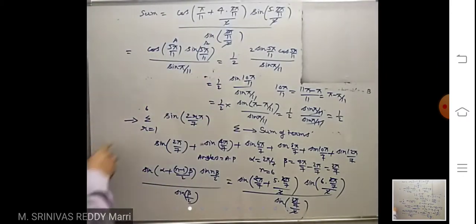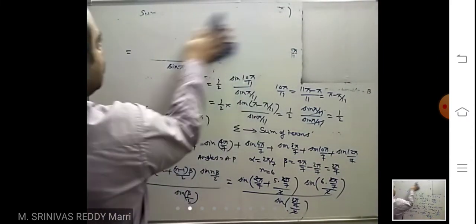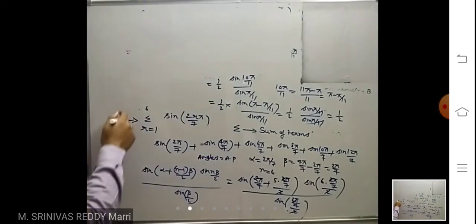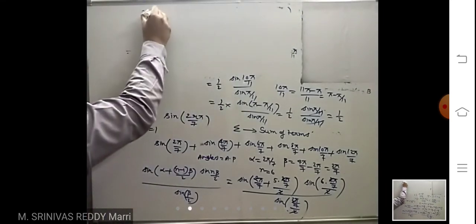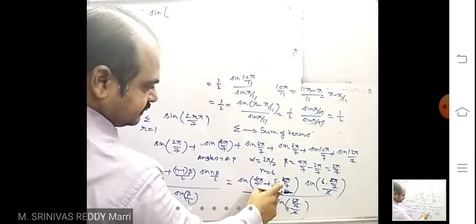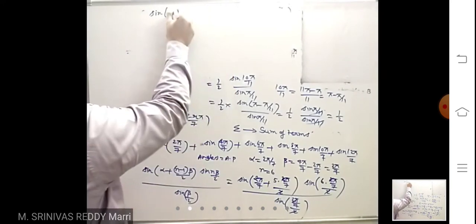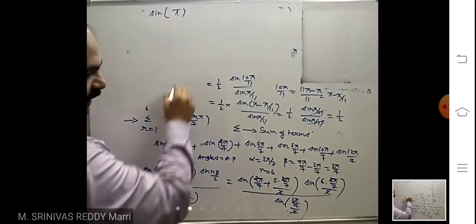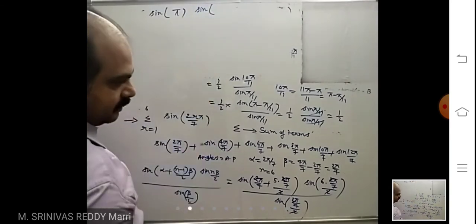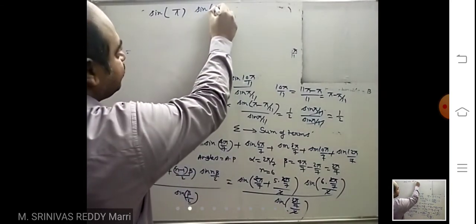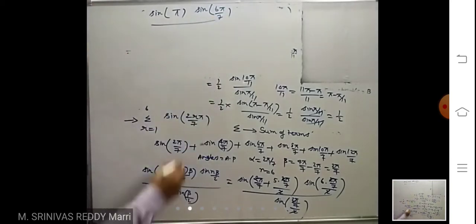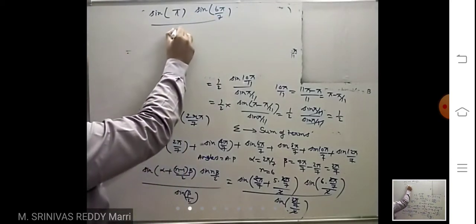Now whatever the result you get, sine. So look here, 7 pi by 7 means pi. Sine of 6 pi by 7 divided by sine of pi by 7.